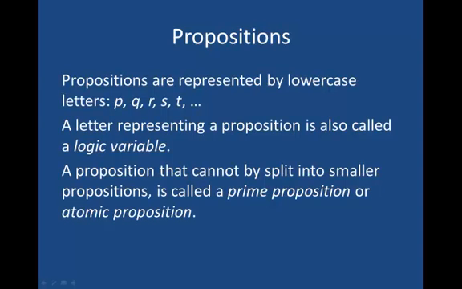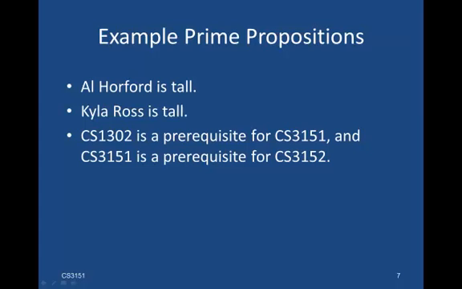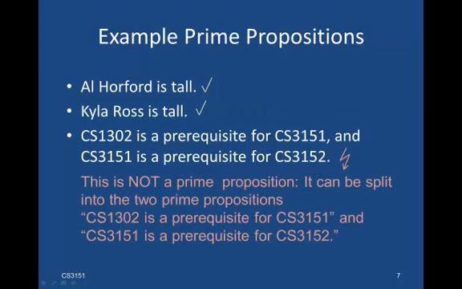A logic variable is used in many respects similarly to variables used in algebra, but a logic variable can only have the value true or false. It cannot have a numeric value, for example. A proposition that cannot be split into smaller propositions is called a prime proposition or atomic proposition. The statement Al Horford is tall is a prime proposition. So is the statement Kyla Ross is tall. However, the statement CS1302 is a prerequisite for CS3151 and CS3151 is a prerequisite for CS3152 can be split into the two separate propositions CS1302 is a prerequisite for CS3151 and the proposition CS3151 is a prerequisite for CS3152.